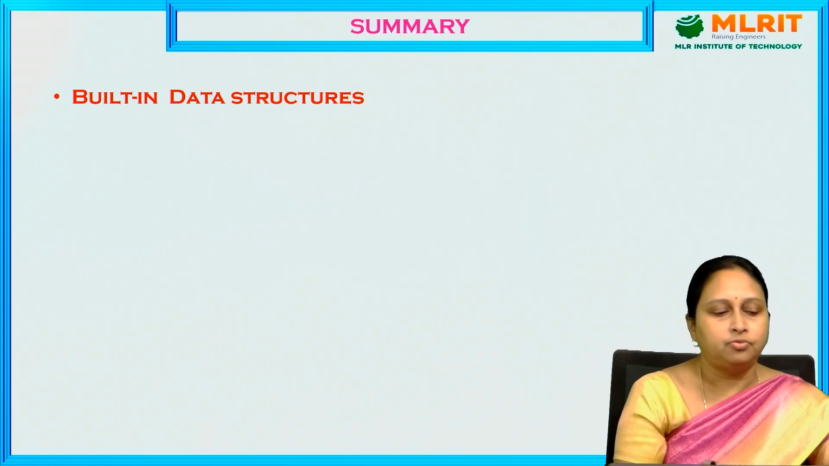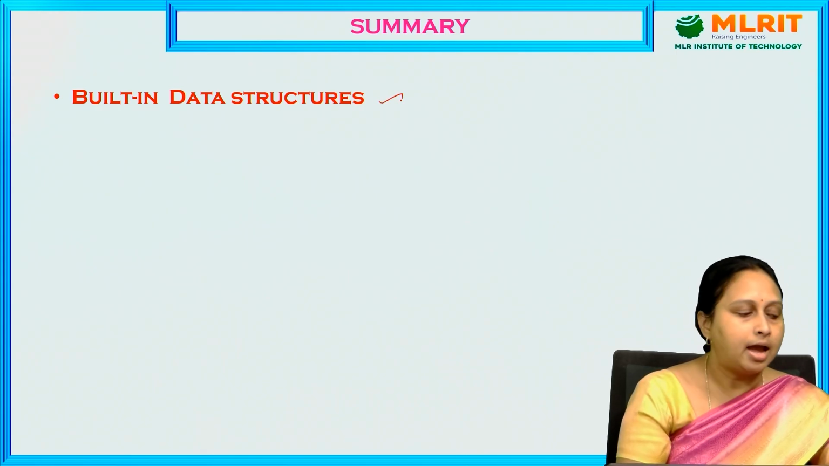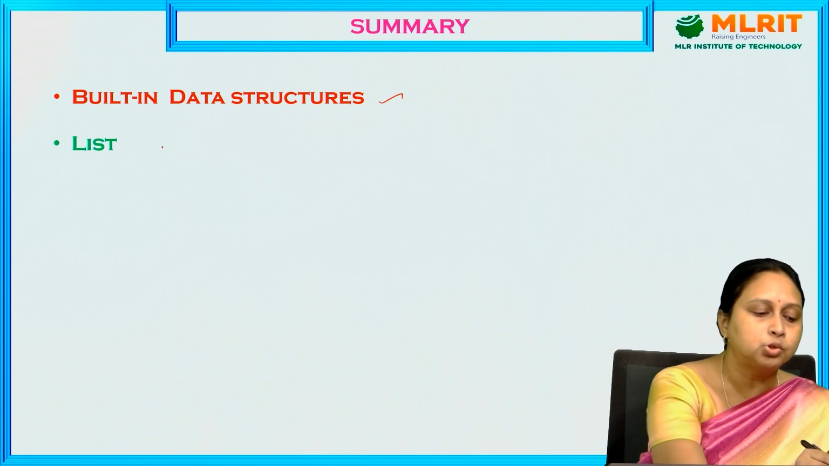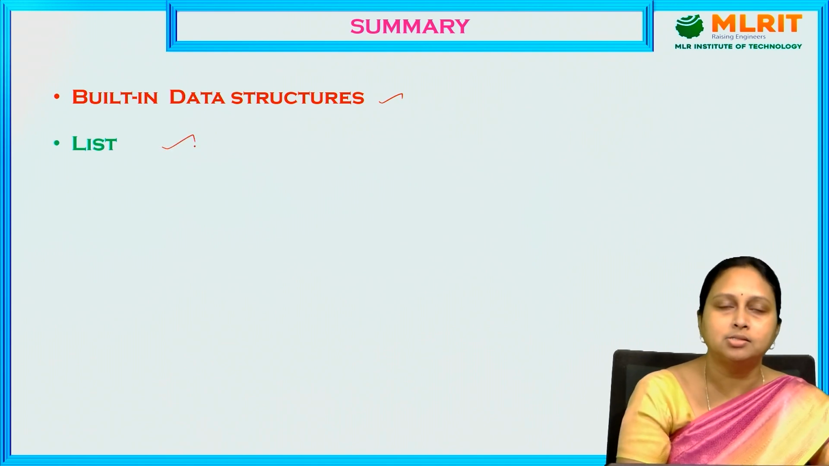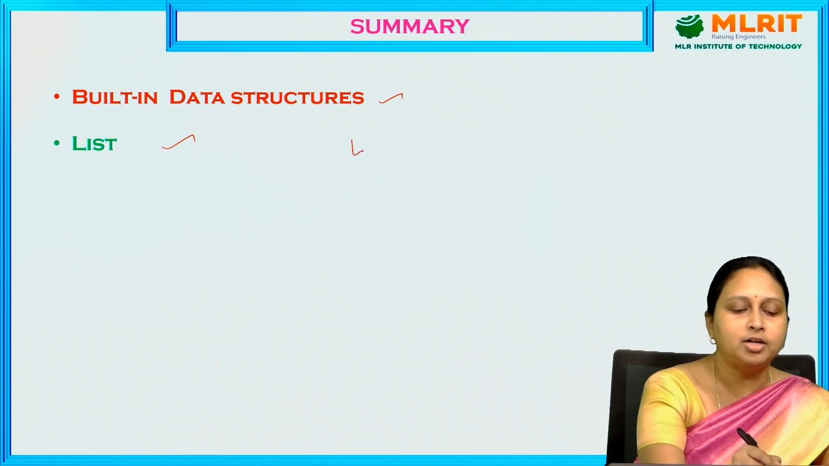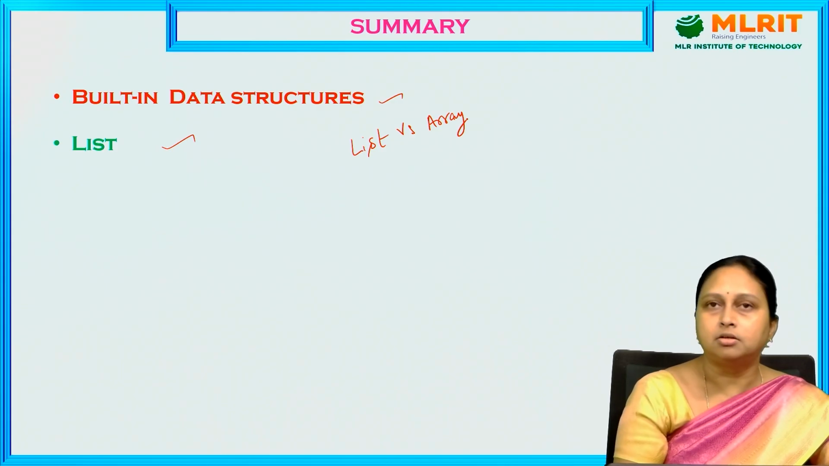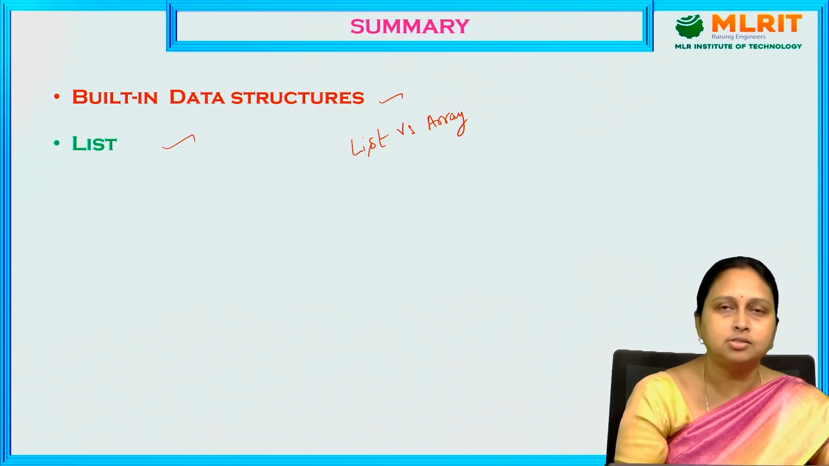So, we have discussed the built-in data structures in this session, and we have discussed the list concept, what a list is, and the different characteristics that we need to remember when we represent a list. And we have seen the difference between list versus array also, right? This is what we have discussed under this session.